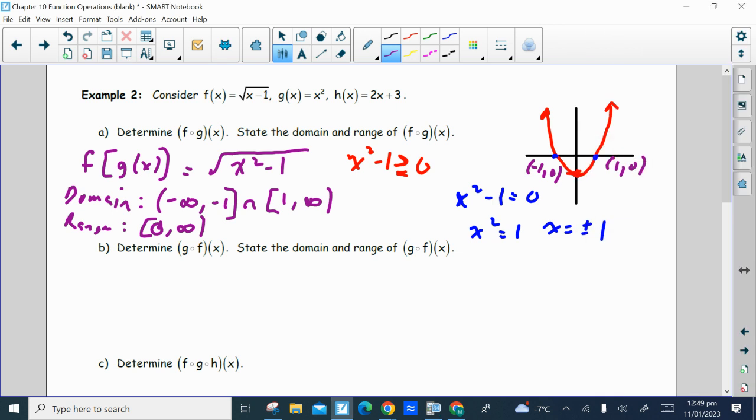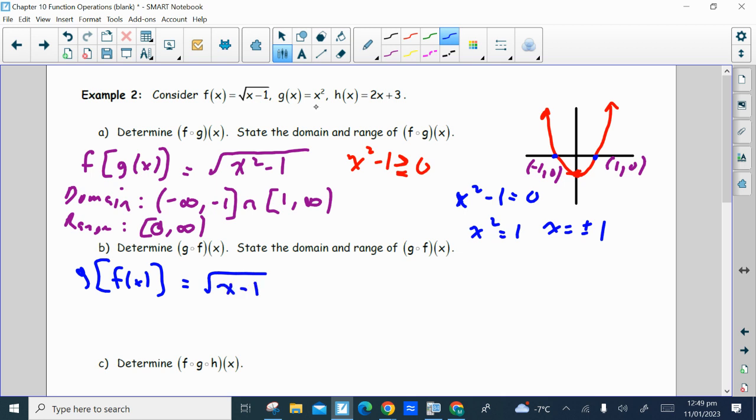Okay, now part B says do g of f at x. So it's the reverse of what we just did. So in this case here, f is going to be embedded into g. So the only place we see the variable in g, because there's only one term there, is that the x is squared. F is embedded into that. The x is replaced with all of f, which is the root of x minus 1.